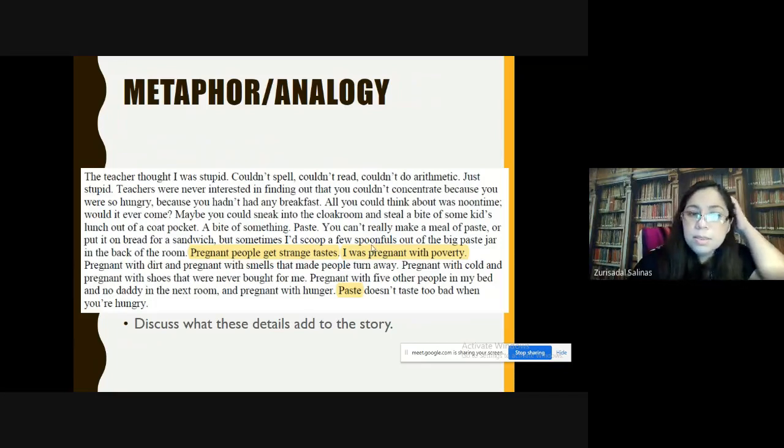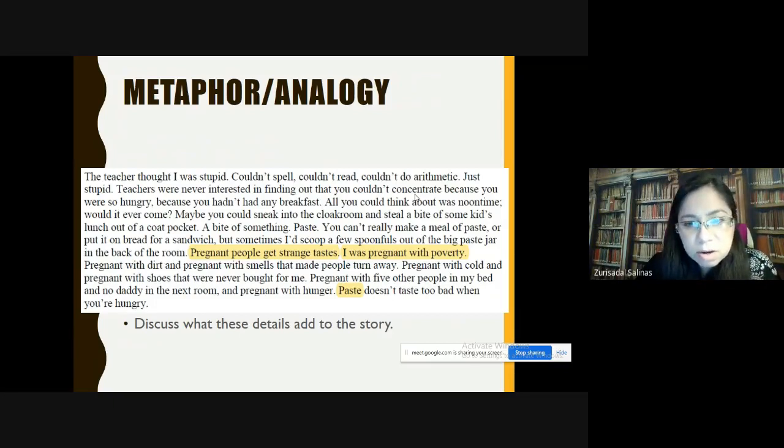This is again from the story, and he's describing how the teacher felt about him. He said, the teacher thought I was stupid, couldn't spell, couldn't read, couldn't do arithmetic. Just stupid. Teachers were never interested in finding out that you couldn't concentrate because you were hungry. You were so hungry because you hadn't had any breakfast. All you could think about was noontime. Would it ever come?